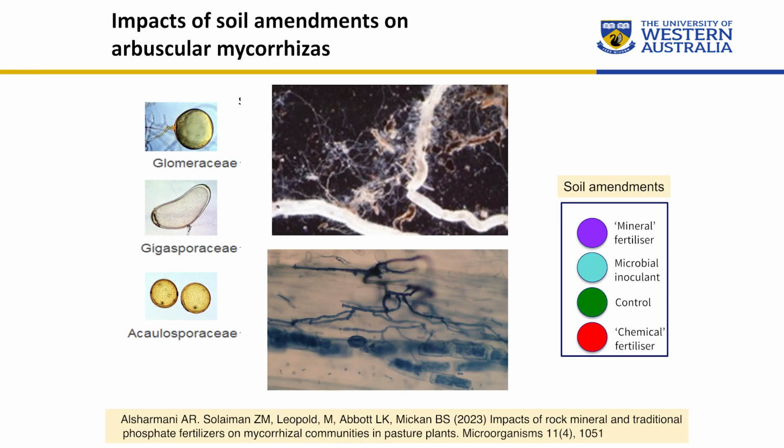Now, I worked on mycorrhizas, and these are roots, these are mycorrhizal roots. You can't see the fungi in them unless you cook them and get rid of all the content, and then you stain them, you can see the fungi. And in this study, we were looking at the effect of adding different kinds of fertiliser, adding in microbial inoculants, on the colonisation of roots by these fungi.